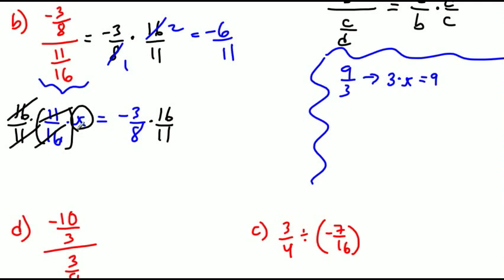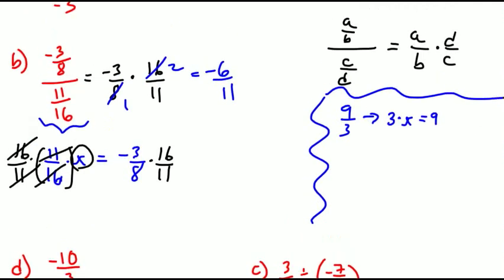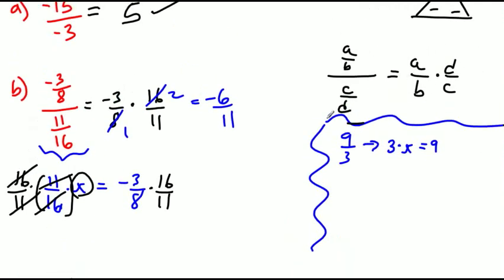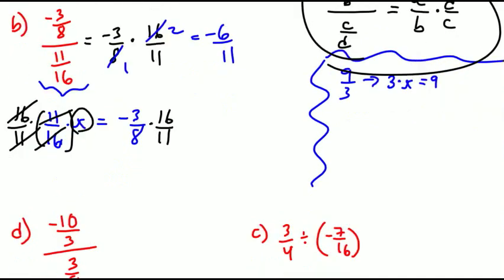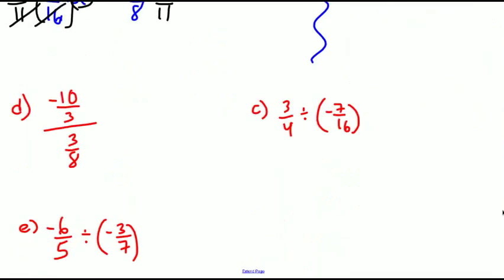So the number that you're trying to find, the answer, is negative 3/8 times 16 over 11. Hey, look up here. Negative 3/8 times 16 over 11. So hopefully that kind of makes sense. That's where this rule comes from. But if you just want to memorize this rule right here, you will be good to go. So, okay, let's see if we'll finish these guys here.